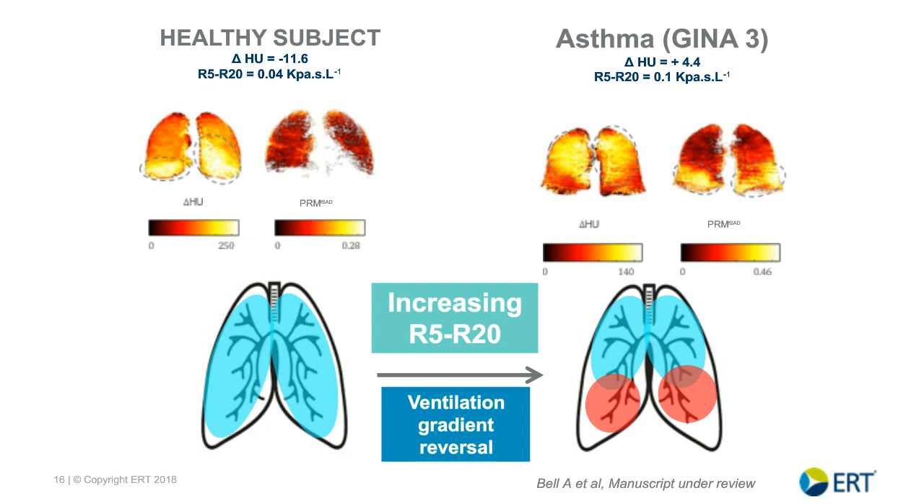What we found is that in asthma, when you start to have an abnormal R5 minus R20, you get a reversal of the normal ventilation gradient in the lung.